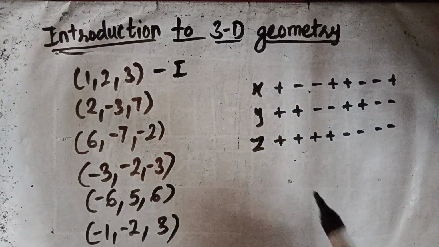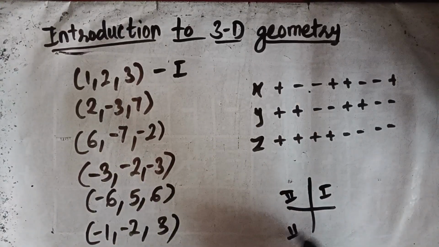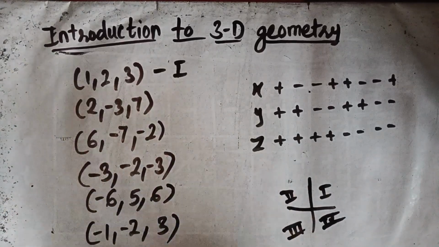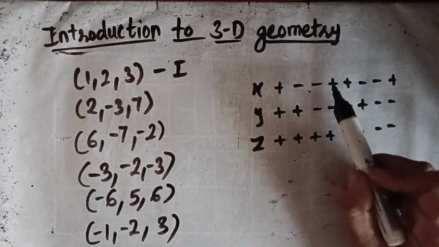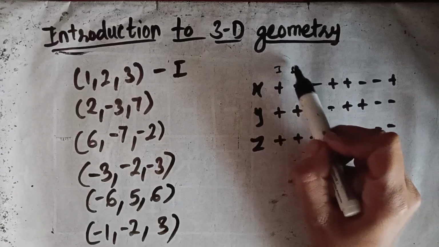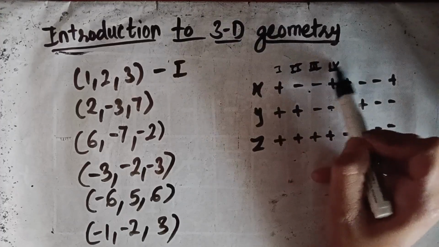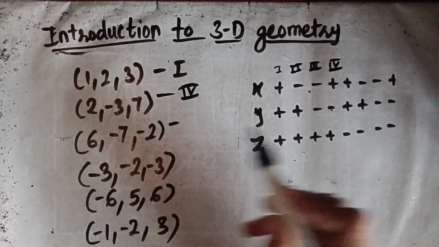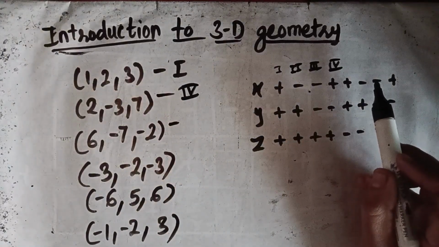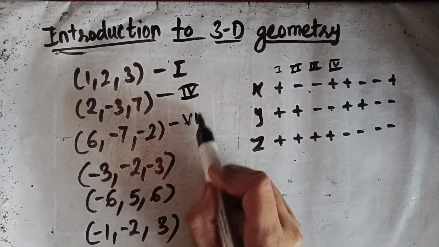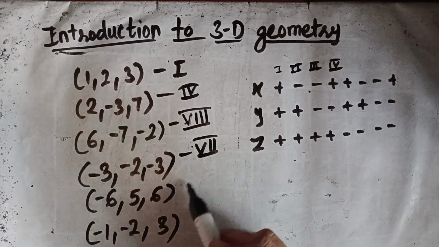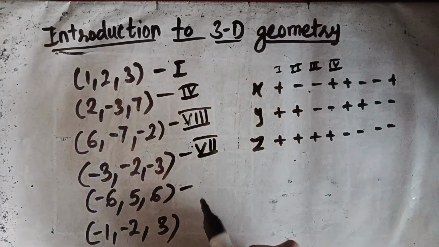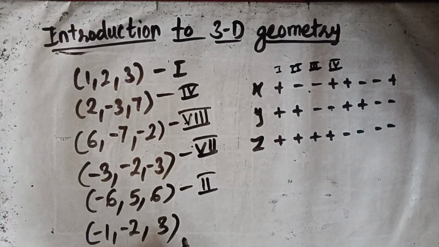For two dimensions, we have the quadrants, right? First, second, third, and fourth. Like that, for three dimensions, we have the octants. Fourth, then plus, minus, minus, fifth one, and all three negative, seventh. First negative, then positive, second. Then two negative, last positive, third.